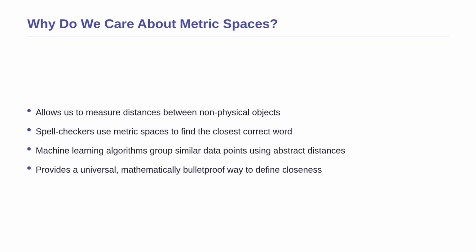Now that we have seen these proofs, you might wonder why we care about metric spaces. In the real world, we need to measure distances between things that are not physical locations. For example, in computer science, a spell checker needs to know the distance between the misspelled word you typed and the correct word in the dictionary. By defining a metric space for words, the computer can find the closest match. In machine learning, algorithms group similar data points together by measuring the abstract distance between their features. Metric spaces give us a universal way to define closeness.